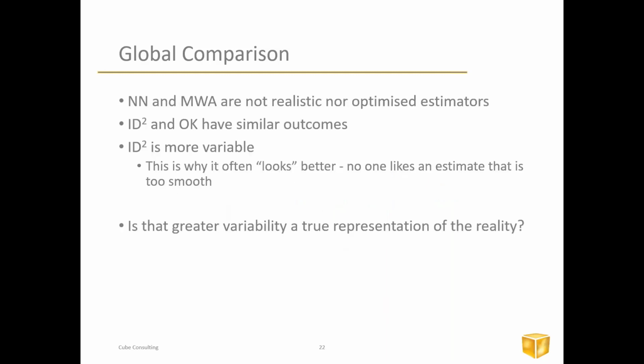So if I try to summarize all this, the global comparison, I have nearest neighbor that is too erratic, too chaotic. Moving mean to average is too smooth. But ID square and ordinary Kriging, the difference between them is that ID square has greater variability at the local scale. But what we want to make sure is that greater variability at local scale is a true representation of the reality. So now we're going to go into a local comparison and have a closer look at what's happening at local scale.